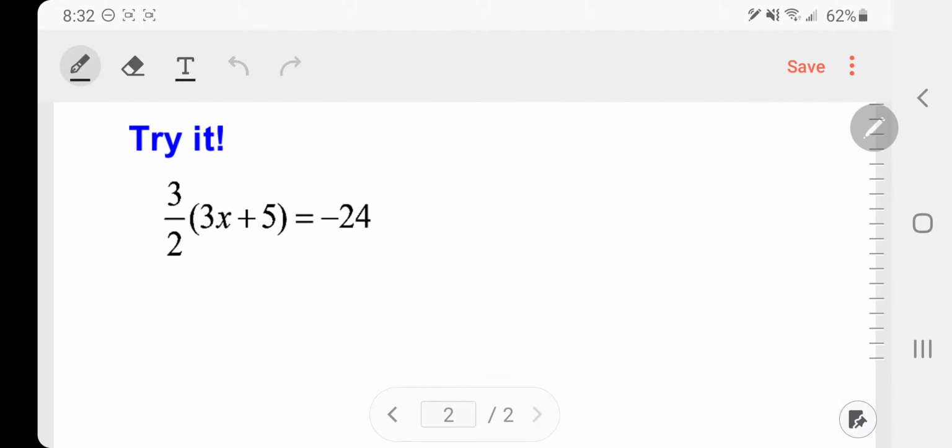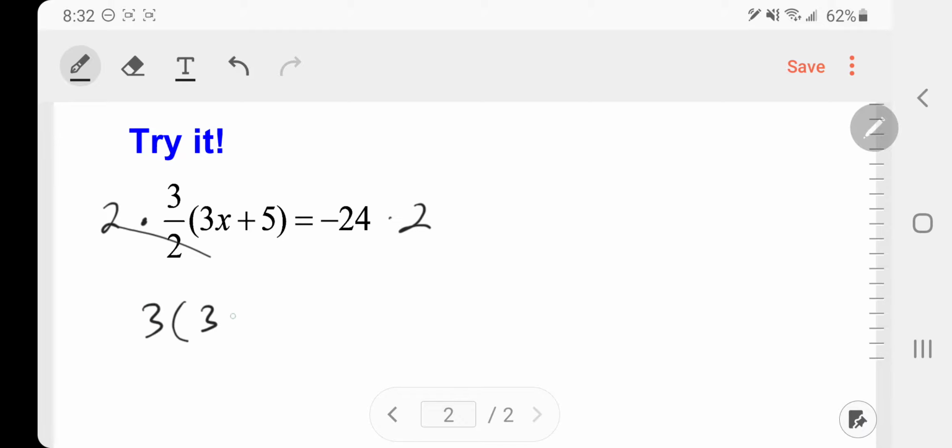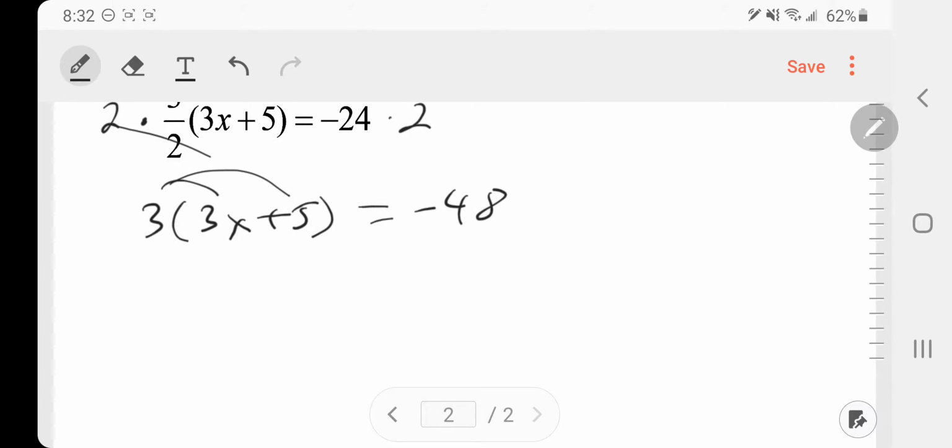Okay, so here's another one. Again, first thing I want to do to get rid of that fraction is I can multiply by 2 on both sides. I get 3x plus 5, and a negative 48. Distributive property, 9x, 15, and negative 48.